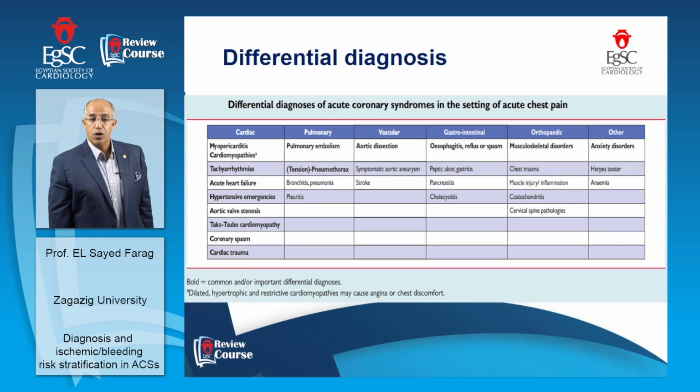Symptomatic aortic aneurysm, stroke, gastrointestinal causes like esophagitis, reflux or spasm, also peptic ulcer, pancreatitis, and cholecystitis can mimic the chest pain of acute coronary syndrome. We also have some orthopedic problems which mimic cardiac chest pain: musculoskeletal disorders, chest trauma, muscle inflammation, chondritis, cervical spine pathologies. Finally, we must not forget the anxiety disorders, which in most patients mimic the acute chest pain of acute coronary syndrome, also herpes zoster, and sometimes anemia. By knowing all those factors, we can keep in mind how to exclude the non-cardiac causes of ACS very probably.